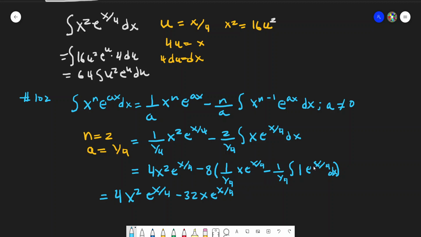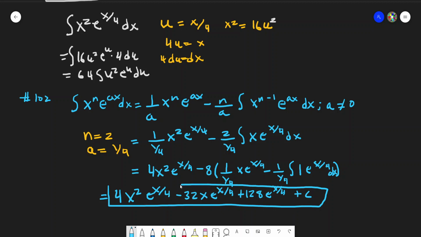However, notice that basically you have to multiply by a 4th also. So it's actually going to be minus, or plus in this case, plus 128. And then notice that essentially it's going to be multiplied by e to the x over 4, and then you have plus c. So here is our integral of e to the x over 4 times x to the second power using the formula that we have right here referred to as number 102.